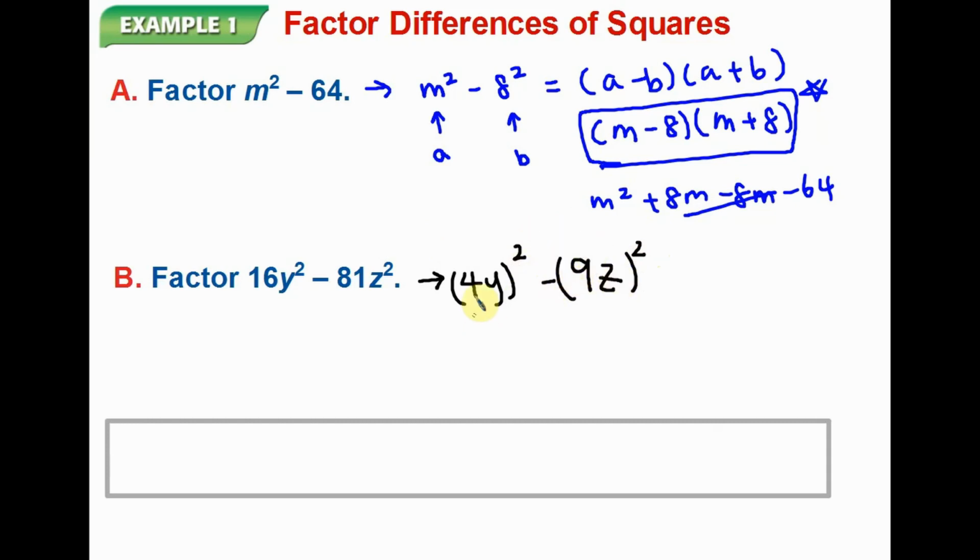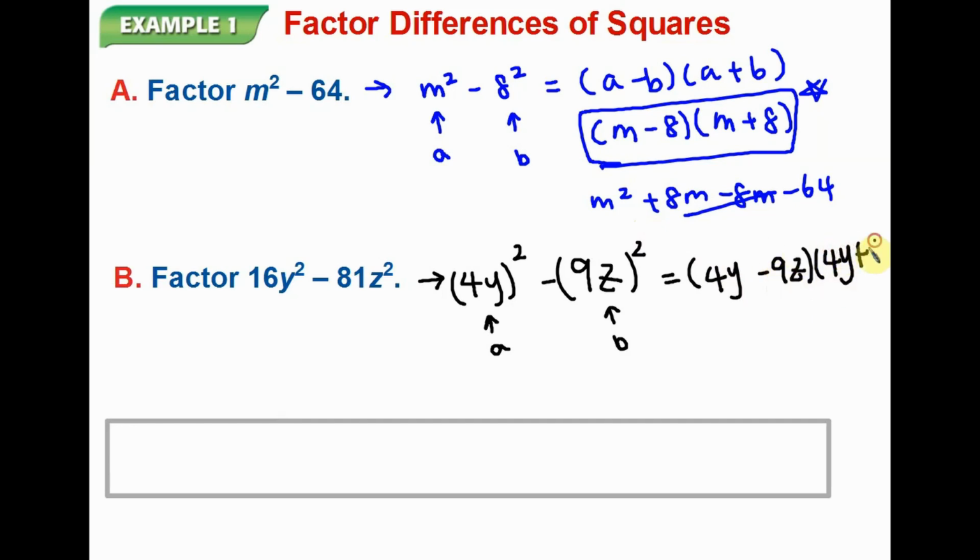If you do so, now this 4y is going to be your a and 9z is going to be your b. Once you know your a and b, it gets easier because all you have to do is replace a and b in your form. So I'm going to write 4y as your a, minus 9z, and then times, you're going to do the exact same, except now you're going to add them.